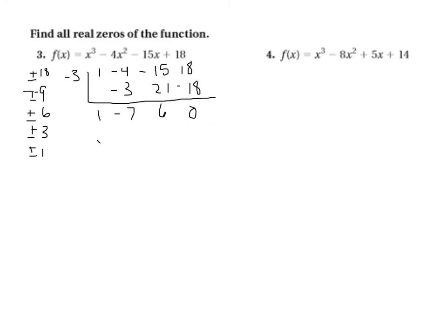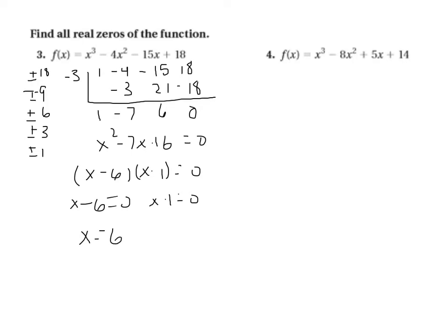So what do we have left now? x squared minus 7x plus 6. Well, can we factor that? Yeah. So we have equals 0 because we're trying to find the zeros. So we'd have x minus 6, x minus 1. So x minus 6 equals 0, x minus 1 equals 0, x equals 6 because you're adding the 6. Add the 1. So our three zeros: x equals negative 3, 1, 6. Use the graph to check it.